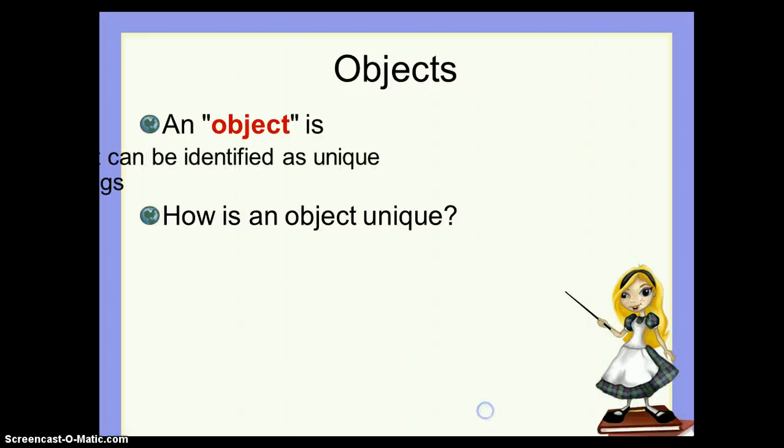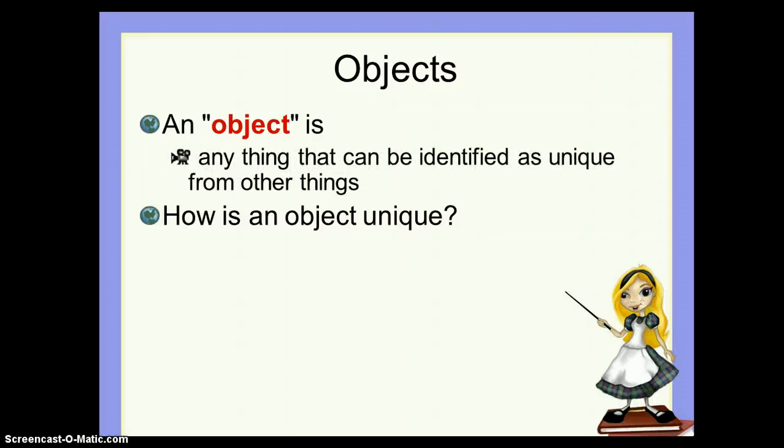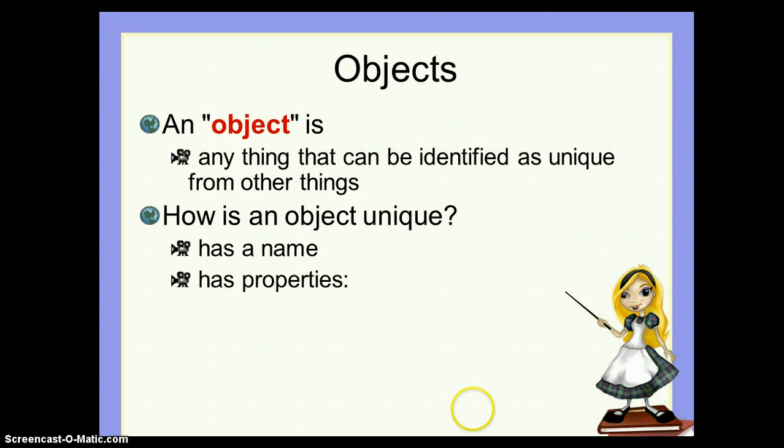So what is an object? Well, it's anything that can be identified as unique from other things. So even if you have two birds, the program won't just say bird and bird. One of them will be called bird, the other one will be called bird2. It has a name, just like I said. It's going to have properties. Now the properties might match each other, or you could change them. You could make your one bird a little bit different from another.